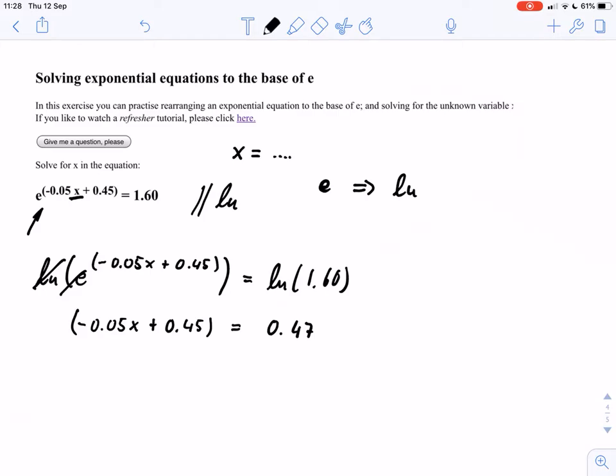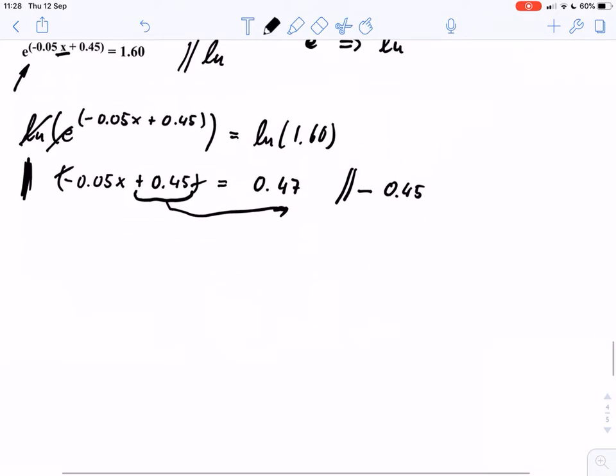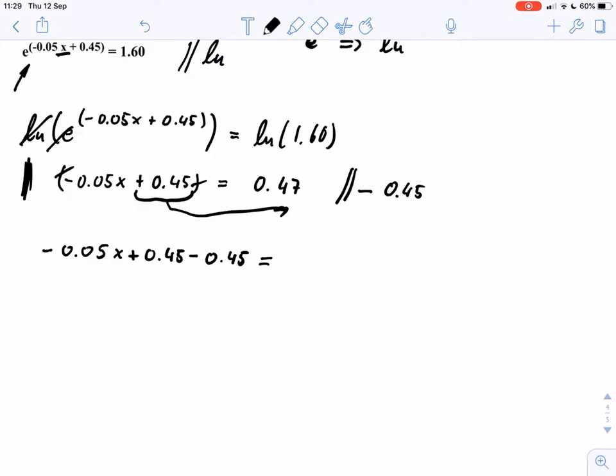So what we have is just simply a bog standard equation that we just simply have to solve. We don't really need these brackets here. And all we need to do is we need to bring this part here that does not contain x, we bring that to the other side, to the right-hand side. We do that by taking both sides minus 0.45. And what we get is negative 0.05 x plus 0.45 minus 0.45, so that's the left-hand side, equals 0.47 minus 0.45. Again, that is on the right-hand side.